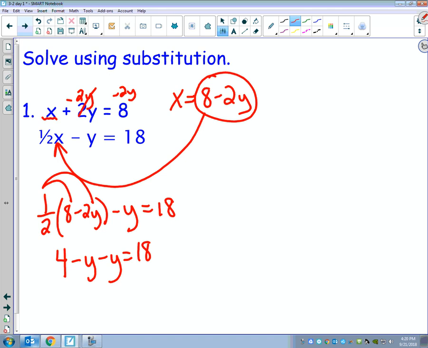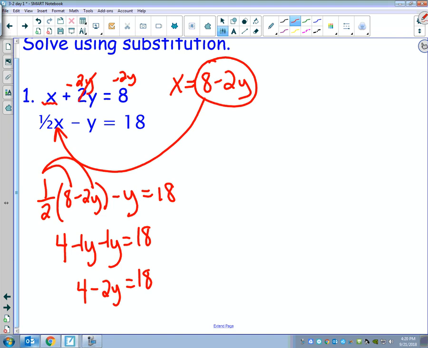So we still have to be able to solve an equation. These y's are on the same side. So if I have negative 1 and negative 1, that's negative 2y. And if I solve that for y, I'm going to undo adding 4 by subtracting 4. And that would leave me negative 2y equals 14. Divide by negative 2, and I get y equals negative 7.